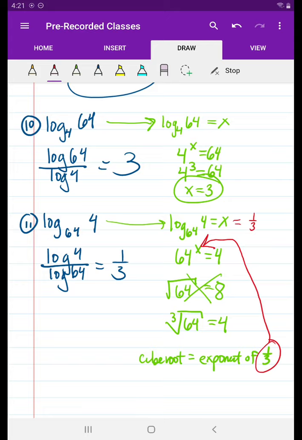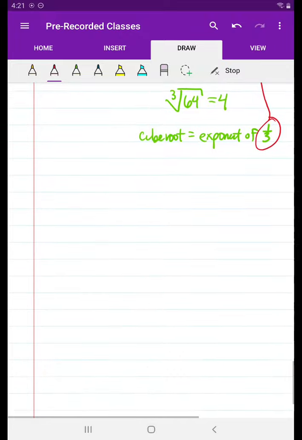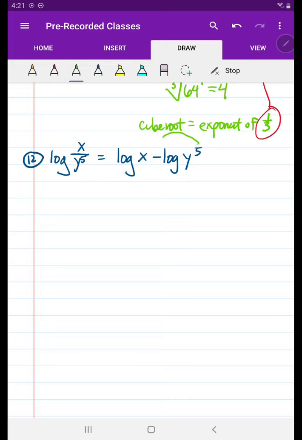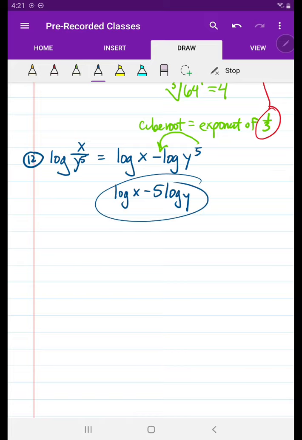Let's go on to number 12. For number 12, we have log of x over y to the fifth, and we have to expand this. We have division in our argument, so that means we're going to have subtraction when we expand this. So this will turn into log x minus the log of y to the fifth. And then that 5 can come in front as a coefficient, and so that'll give us log x minus 5 log y. And that's our answer to number 12.